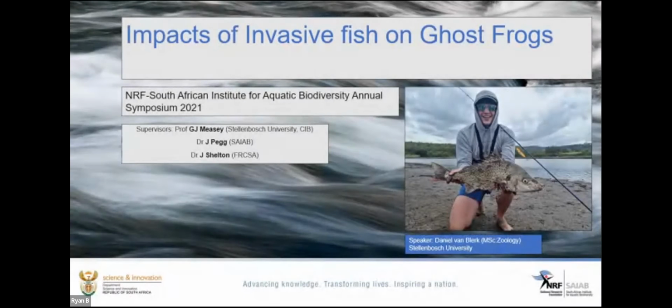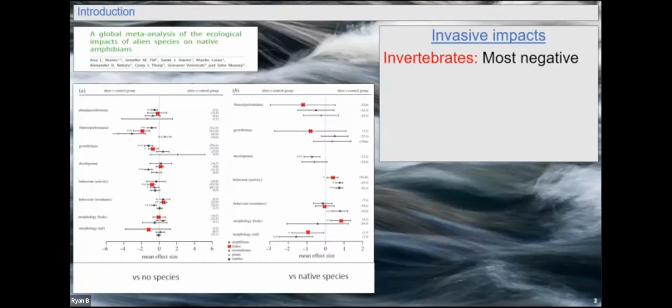Hello everyone, my name is Daniel van Blerk. I am a master's student at Stellenbosch University and I'll be presenting the first chapter of my thesis today. A global review of invasive species impacting amphibians identified invertebrates as the most consistently negative impacting taxa. This is largely attributable to the invasion of freshwater crayfish species.